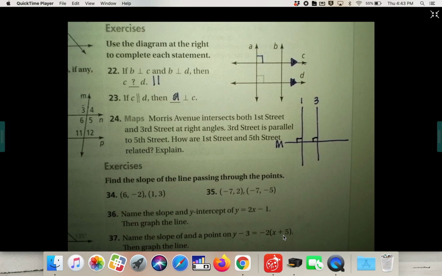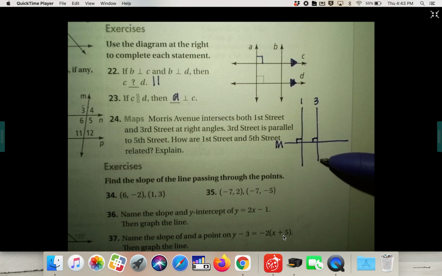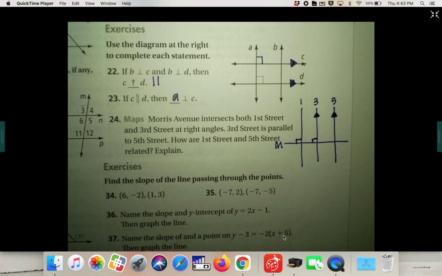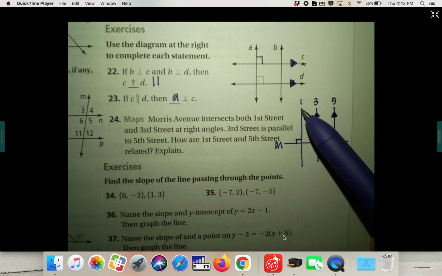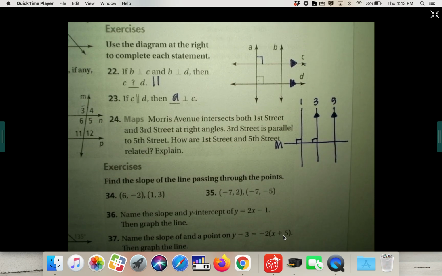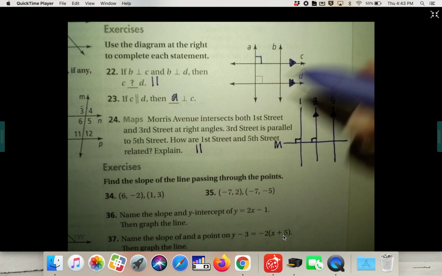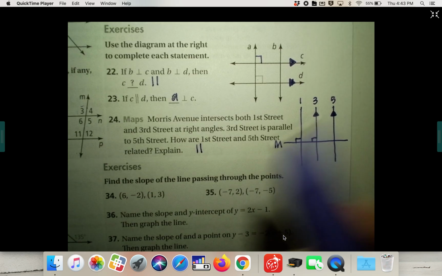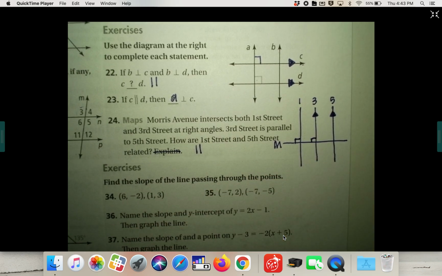All right, and then it says 3rd Street is parallel to 5th. So if 3rd Street is parallel to 5th, then how are 1st and 5th related? So 1st and 5th would also be parallel. And again, I didn't make you guys write down the theorems up here, so I'm not going to make you explain it right here. Okay, moving on to 25.